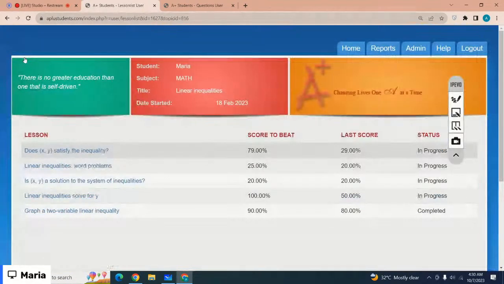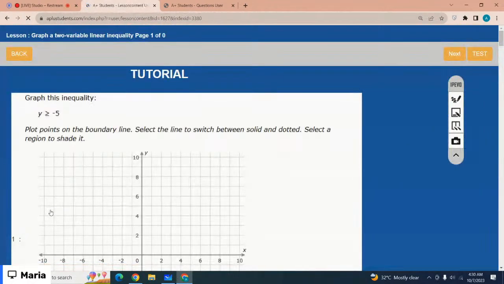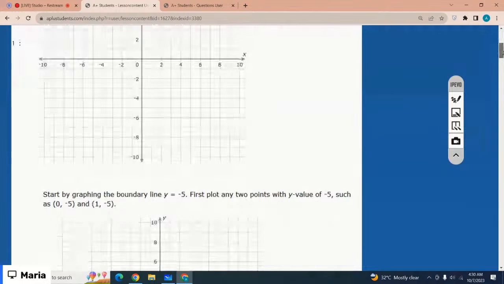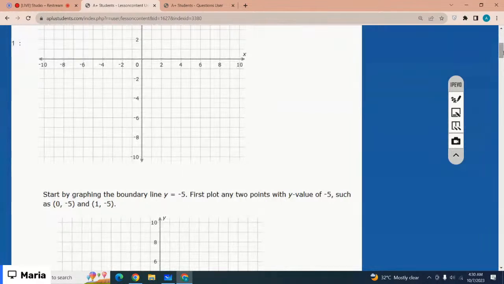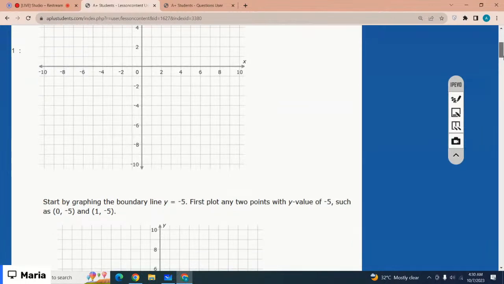Graph a two variable linear inequality. Okay, now we're going to learn how we graph the inequalities, right? The first one is y is greater than or equal to -5, right? So that means y is greater than or equal to -5. So start by graphing the boundary line y equals -5. First, plot any 2 points with a y value of -5, like (0, -5) and (1, -5).